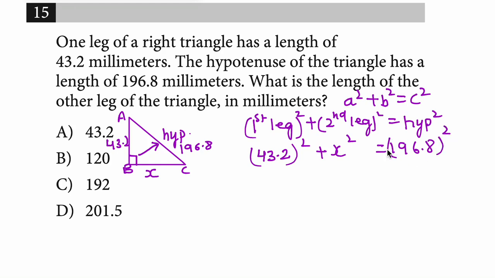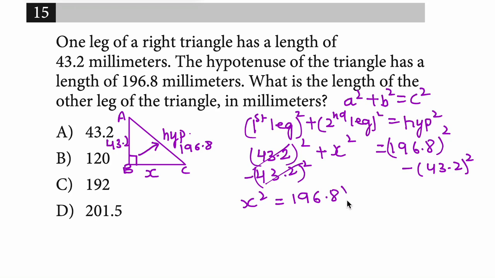Okay, because we need to find x, so let's subtract 43.2 whole squared on both sides. So this way this will be cancelled and x squared is equal to 196.8 whole squared minus 43.2 whole squared. Okay, now let's use calculators.